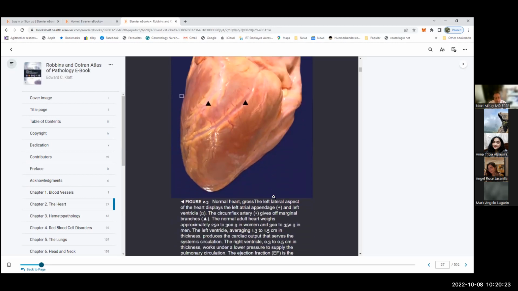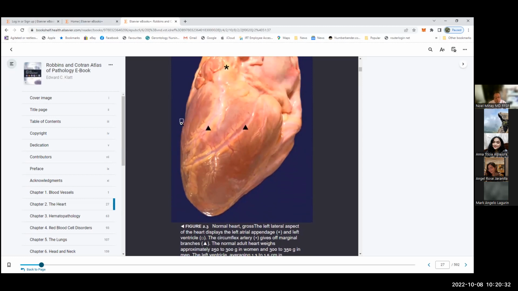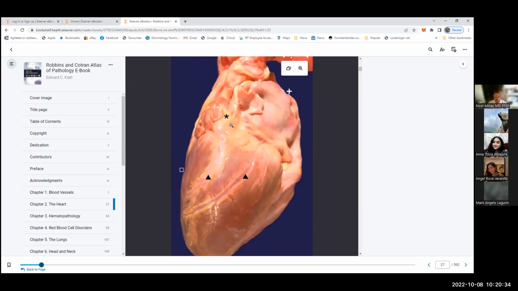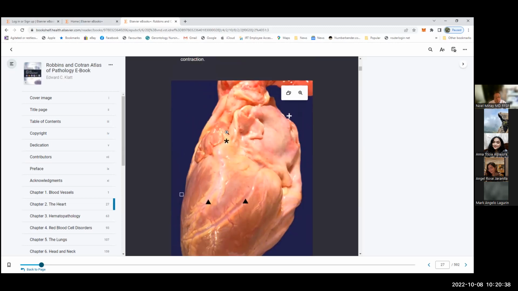Tingnan natin kung tama tayo. Circumflex artery gives off marginal branches. Okay. Left ventricle. Ito, anong hula niya? Ito ang left atrium. Hello, anong hula niya?